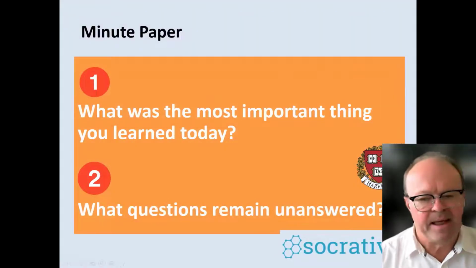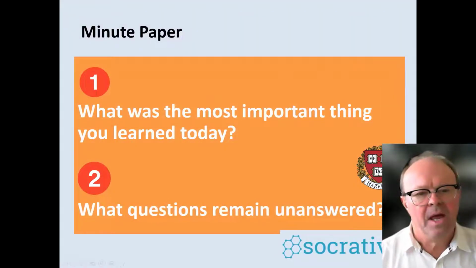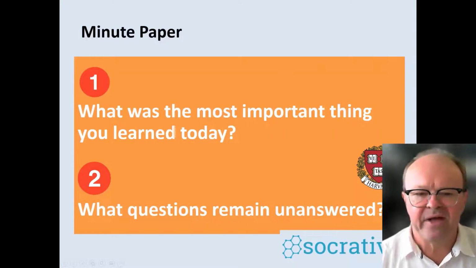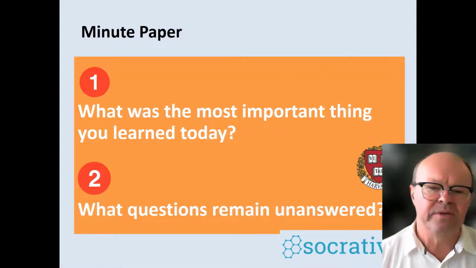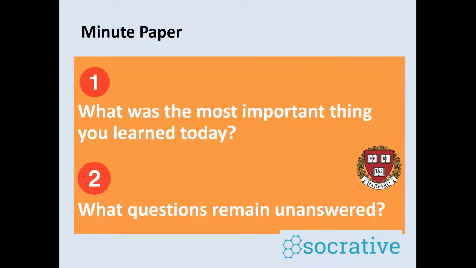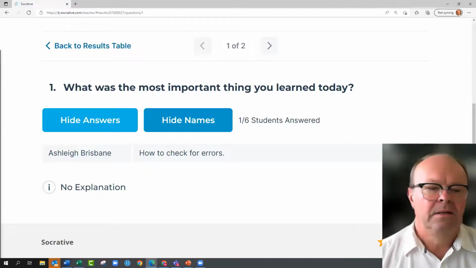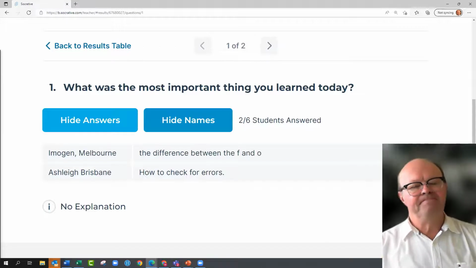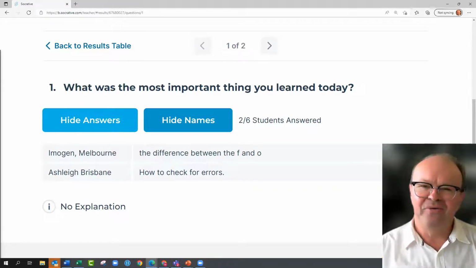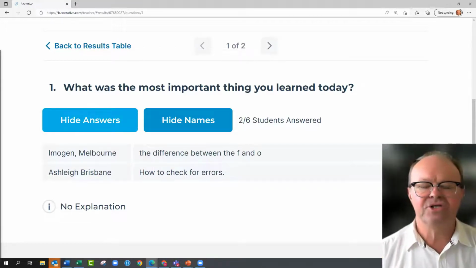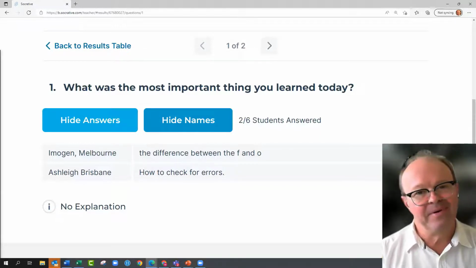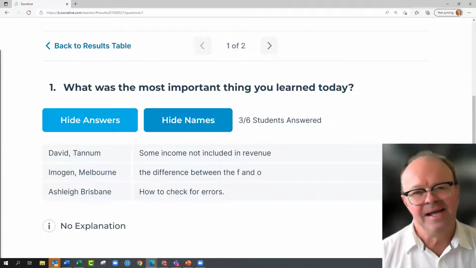Now we're going to have a minute paper. So go to Socrative. What was the most important thing you learned today, and what questions still remain unanswered? Ashley in Brisbane, good on you, putting where you are. Ashley in Brisbane: how to check for errors. Yeah, that can be a very valuable thing out of here.